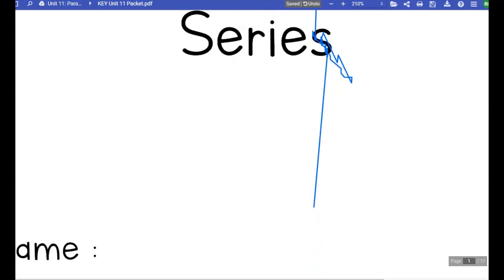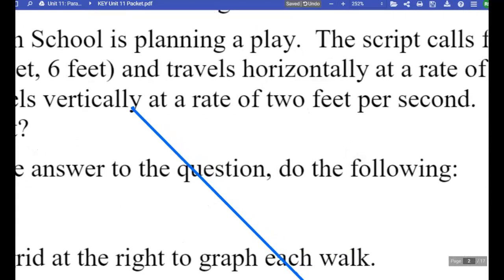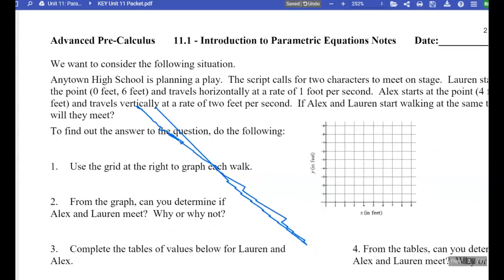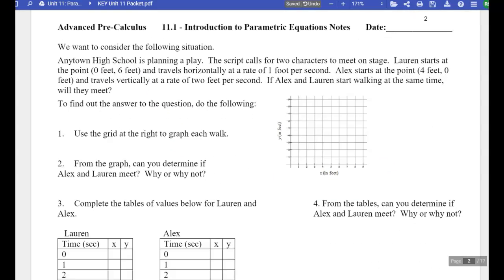this first, oh my gosh, this first application problem right here. Wow. Working well today. All right.